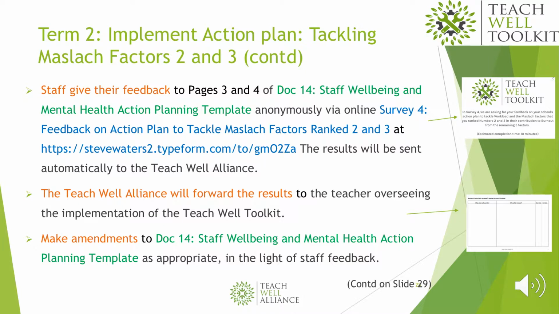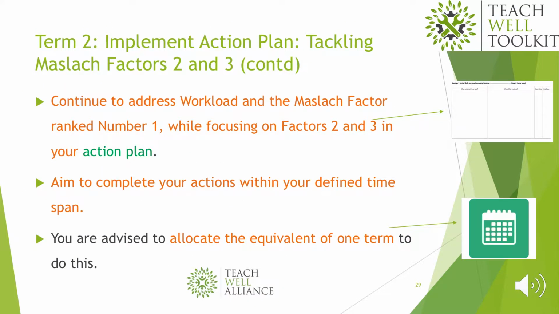You make amendments to pages 3 and 4 of Document 14, Staff Wellbeing and Mental Health Planning Template, in the light of staff feedback on your action plan to tackle Maslach Factors ranked 2 and 3. Allow a term to address Maslach Factors 2 and 3. Continue to address workload and Maslach Factor 1 out of 5 which you tackled in Term 1.